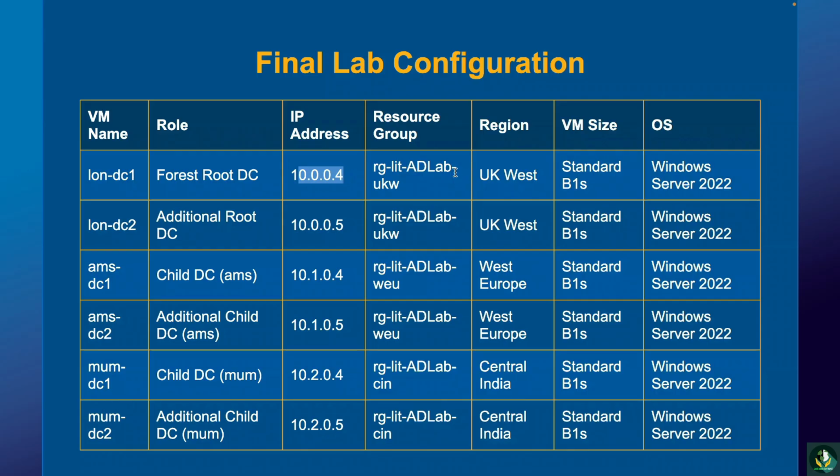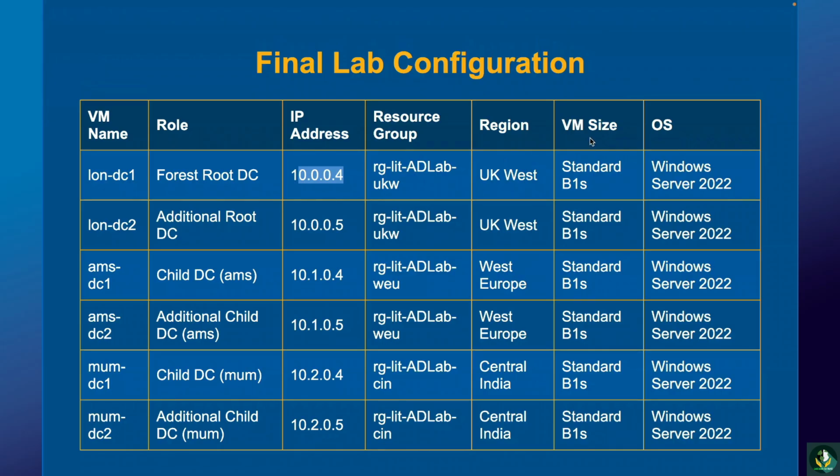And as you can see, we've got 3 resource groups here, one for UK West, one for West Europe, and one for Central India. And the regions for these resource groups are set accordingly. All virtual machines are running standard B1S size of Azure virtual machines, and all of these virtual machines are running Windows Server 2022 GUI edition. So we are ready to implement the first domain controller, root DC.